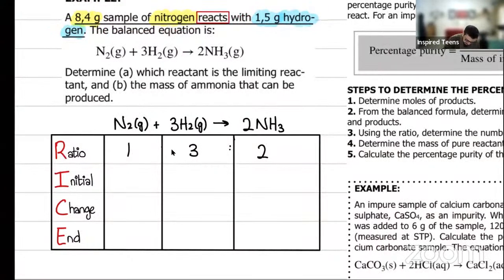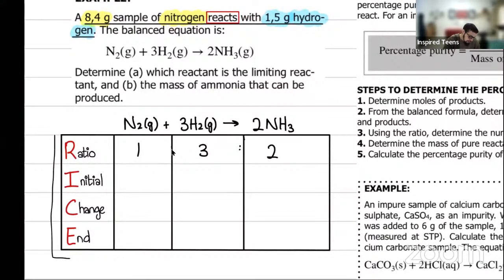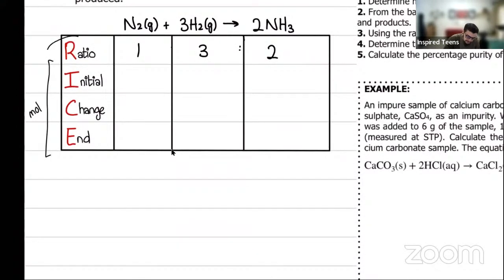Now, you're not going to put it here in grams. You actually have to convert to moles. So keep in mind that this entire table is in moles, from initial to end, because technically R is just numbers, the molar ratio. You should only input moles into this RICE table. This is what it stands for: ratio, initial, change, and end. So we're going to try and fill in as much of this table as possible.